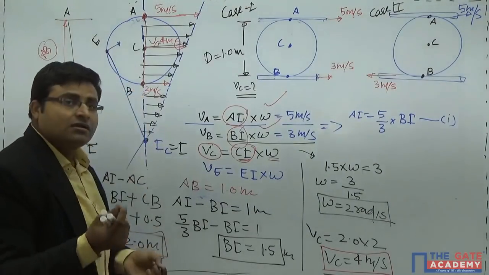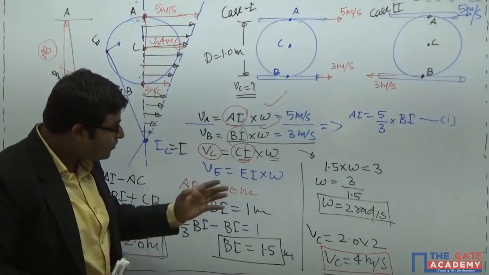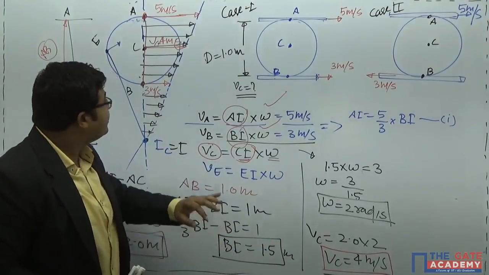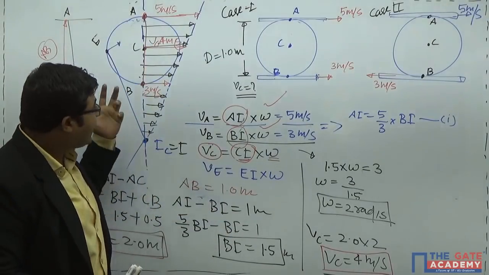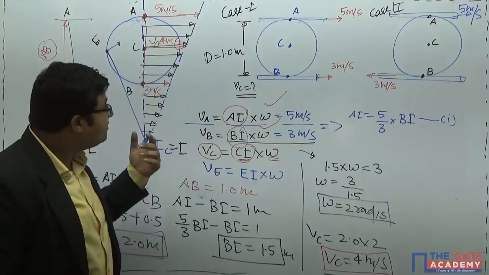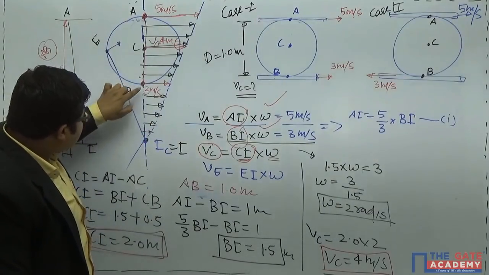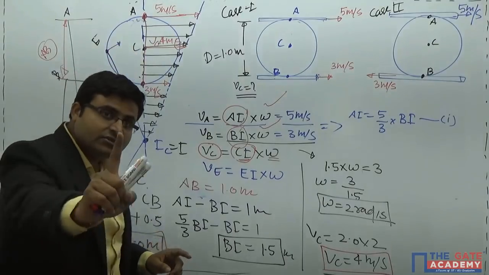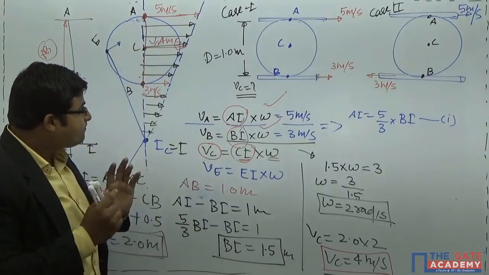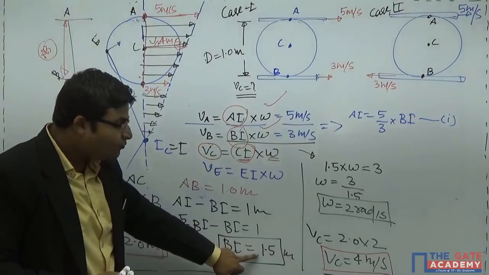These are the practical observations. Whether your answer is justified or not, we can check it from the actual diagram. What is the significance of this answer and what is the significance of this method? We can see that, look at this. Velocity at point B is 3 meter per second and every half meter velocity is decreasing by 1 meter per second. So this BI we have calculated as 1.5 meter.